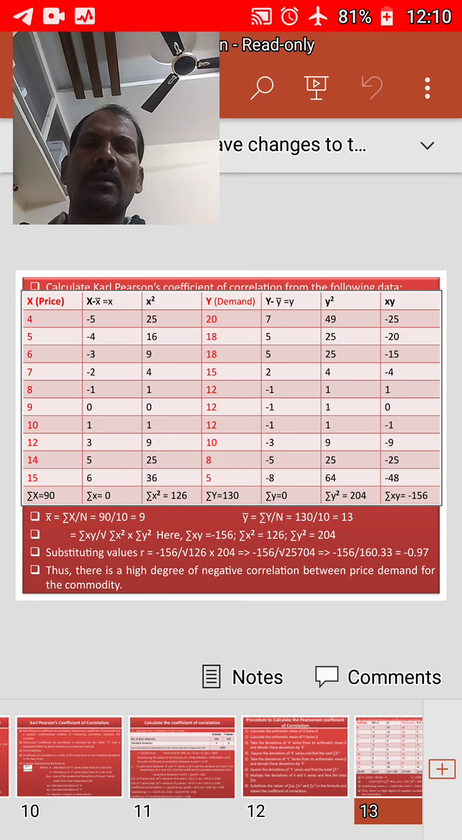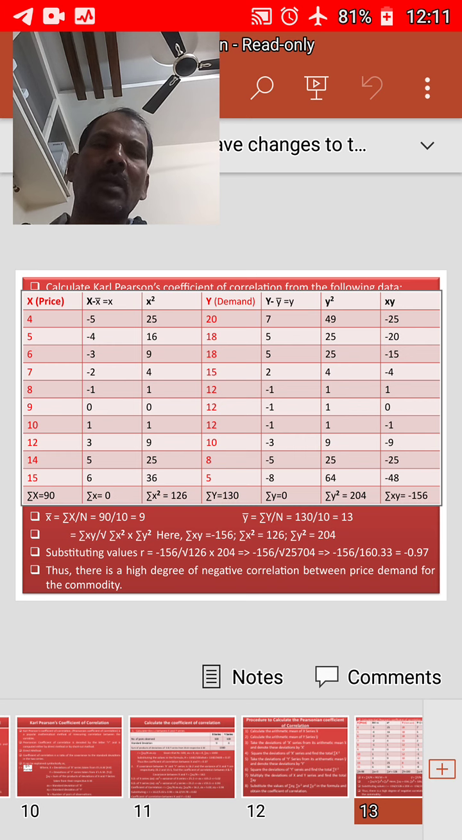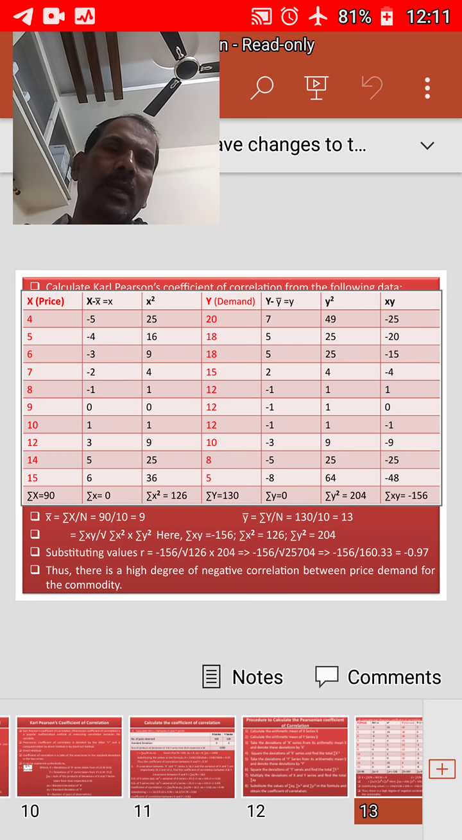Square the y deviations we got in order to remove the algebraic signs. 7 square is 49, 5 square is 25, 5 square is 25, 2 square is 4, 1 square is 1, 1 square is 1, 1 square is 1, minus 3 square is 9, minus 5 square is 25, minus 8 square is 64. If you summate all these, sigma y square is equal to 304.